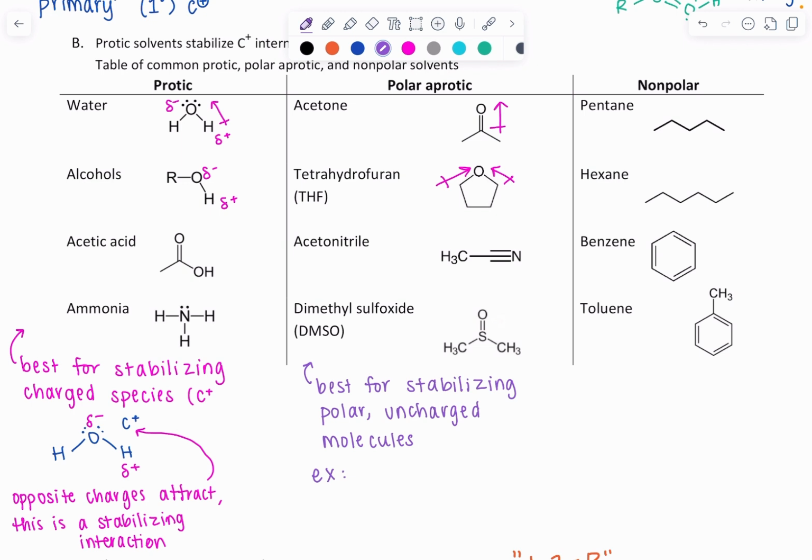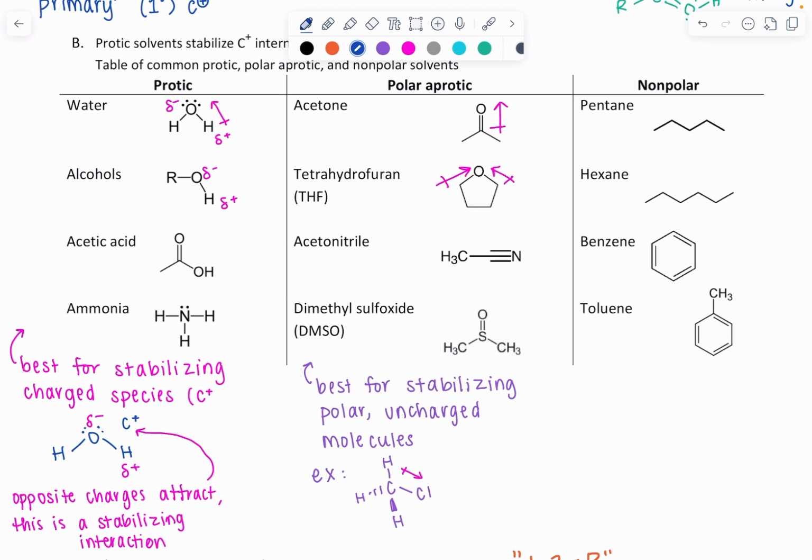An example would be CH3Cl. We have a polar bond, polar molecule, but it's uncharged. This molecule won't create a carbocation. This is more likely to go through SN2. And the polar aprotic solvents also help facilitate that.